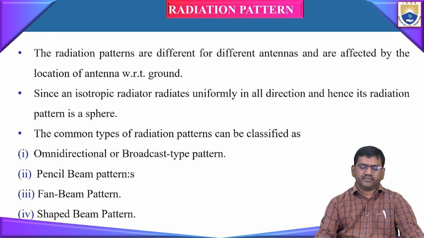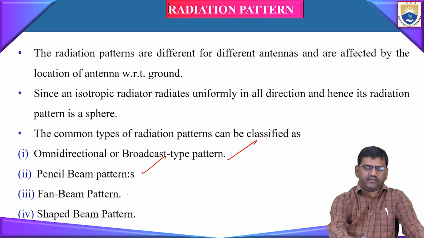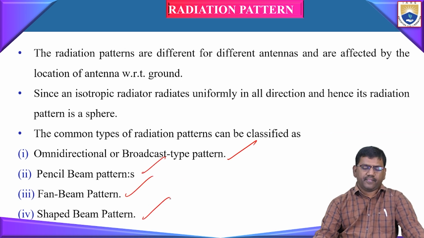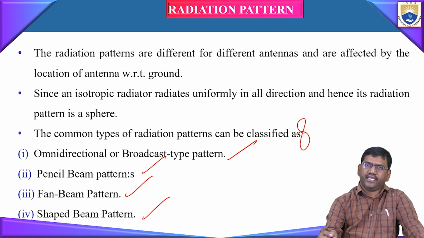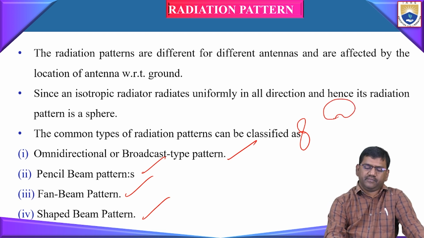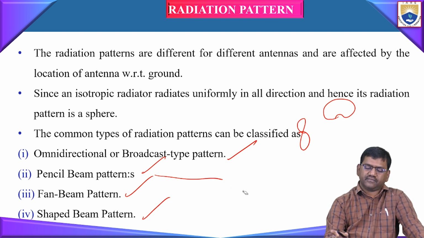So we are having different types of radiation patterns. These can be classified as omnidirectional pattern, pencil beam pattern, fan beam pattern, and a shaped beam pattern. The omnidirectional pattern may be represented as a figure of 8, or we can also represent it as a doughnut shape like this. The pencil beam is very narrow. It is narrow in one direction. You can see here, this is like this.